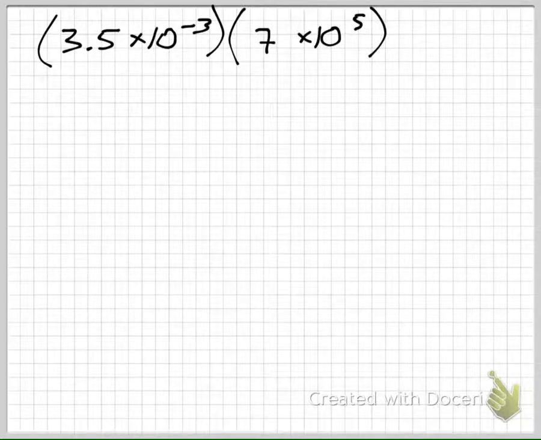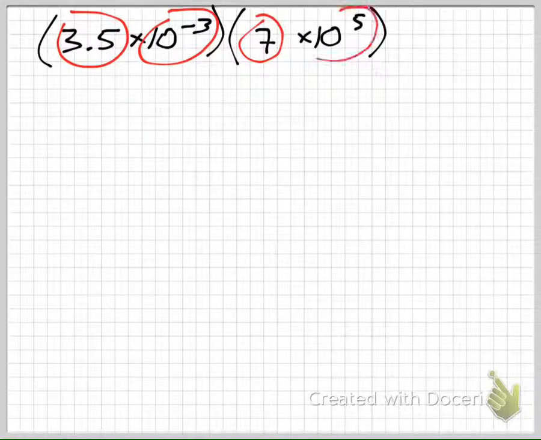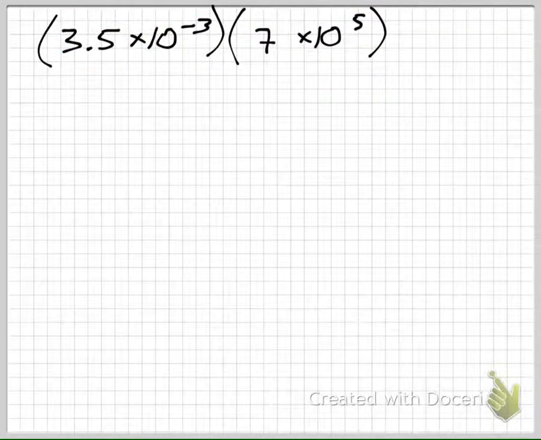Just watch. I'm going to show you how to do this. I think I may have shown you an example last year, but last year I think we just did the A part of this assignment. Now we're doing the B. We're multiplying them. Do you agree that we have 4 terms here? There's 3.5, and then 10 to the negative third, and 7, and 10 to the fifth. And all of them are being multiplied.